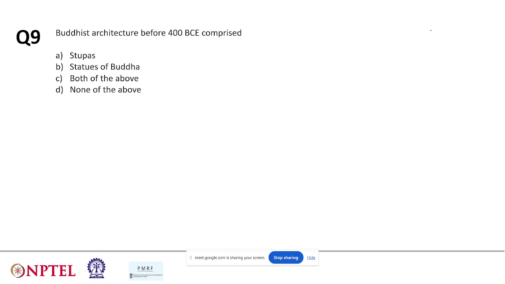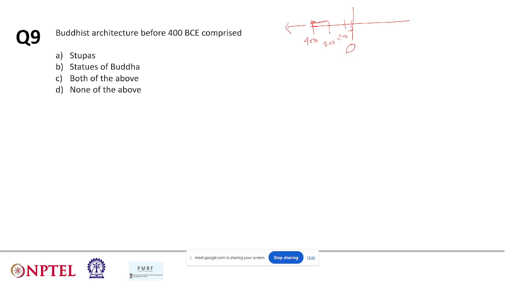Now moving to the next question: Buddhist architecture before 400 BCE comprised of what? So just quickly refer to your scale. We talked about 300 BC, we talked about 200 BC, and it will be a bit of 100 BC. Now it is talking about something that happened before 400 BCE. So we have 400 maybe somewhere here.